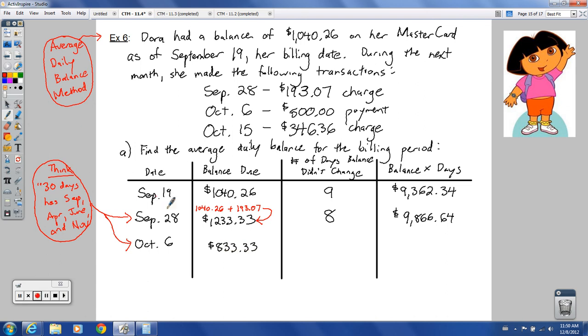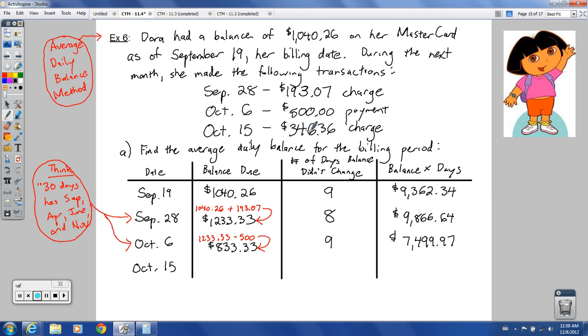Write this above there, that this was $1,233.33 minus the $500 you paid right here on October 6th. So that value becomes that value right there. This will be from October 6th to October 15. Subtract 15 minus 6, you have a difference of 9 days where the balance didn't change. This times 9 is $7,499.97.